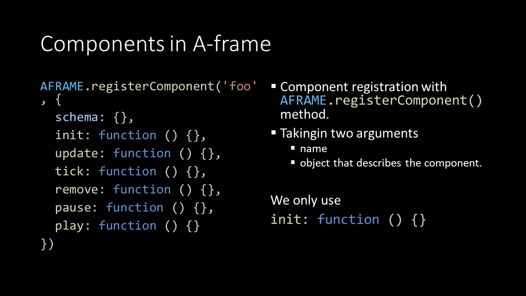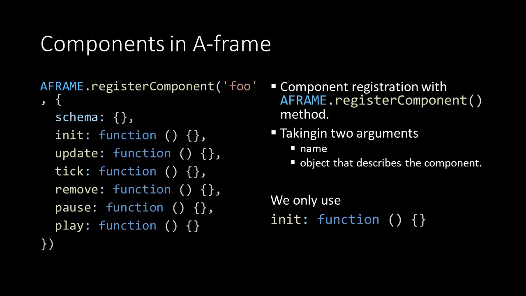The schema describes how the component handles incoming data. Init is a function that describes how the component is instantiated. Update describes how the component reacts to things that change from the front end, for example, user input like a mouse click. The other four keys show how much A-frame is related to game design.